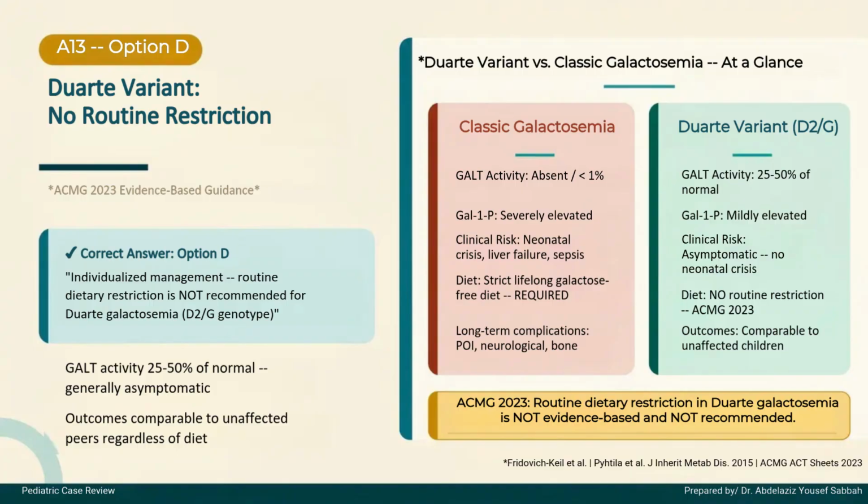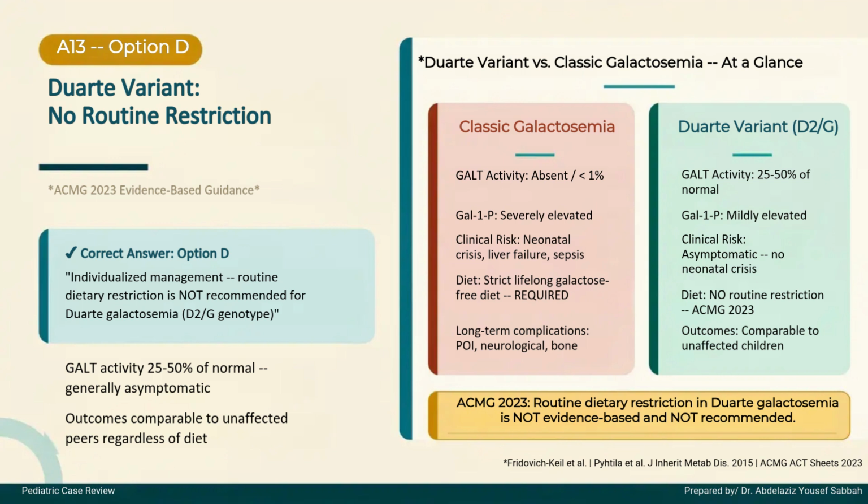The correct answer is option D. For Duarte variant galactosemia, the D2/G genotype, routine dietary restriction is not recommended. This reflects the American College of Medical Genetics 2023 evidence-based guidance. In Duarte galactosemia, enzyme activity is 25 to 50% of normal, which is generally enough to keep the child asymptomatic.